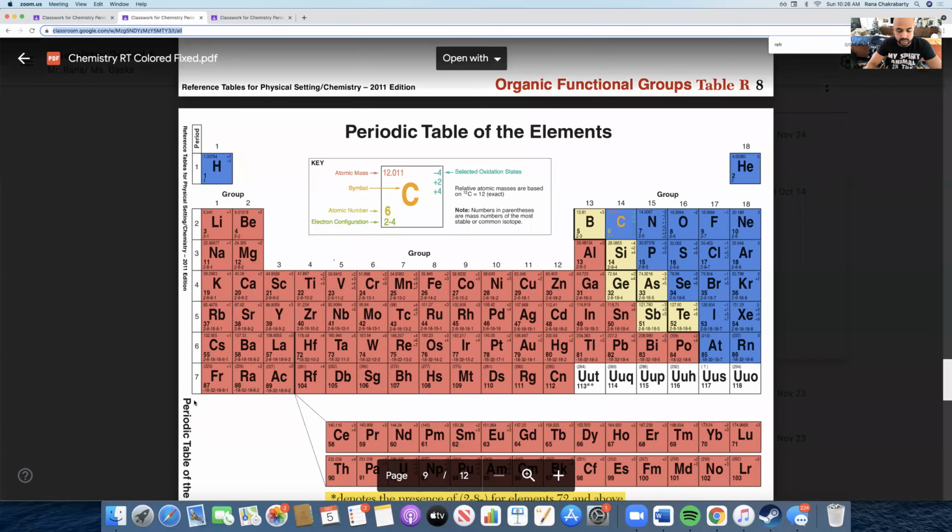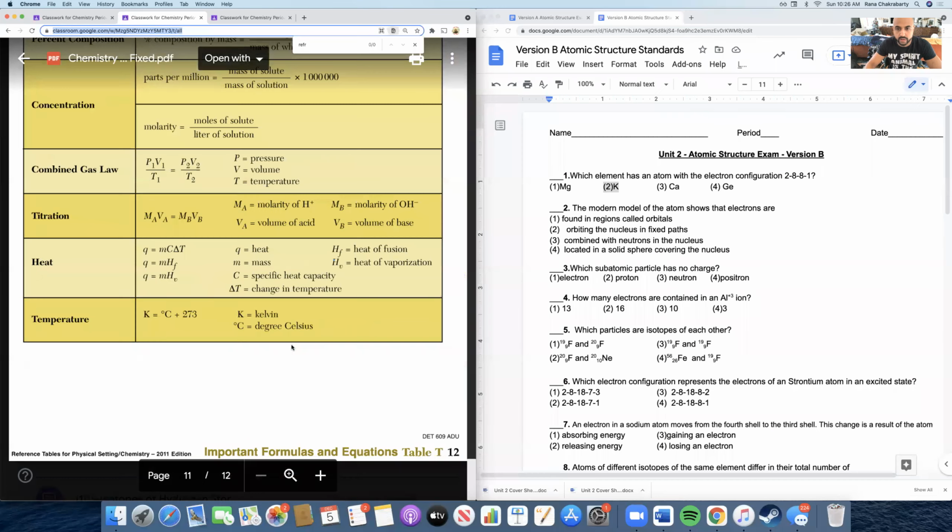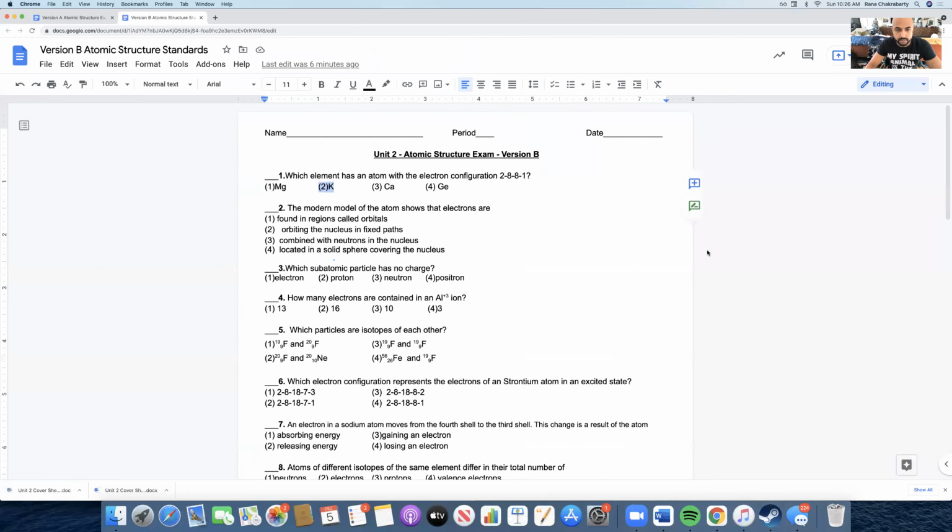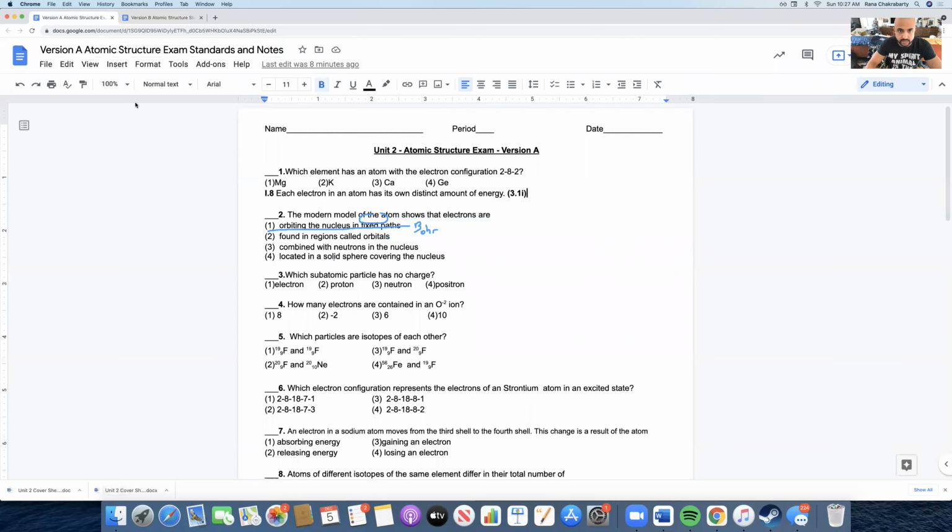Right, so going back to the next one. Sorry about this. Computer. All right, so next one. The modern model of the atom shows that electrons are. Okay, so the modern model had probable paths in orbitals. Okay, it's not this because that's the Bohr model. The Bohr model is not the same as the modern. The modern model had regions called orbitals. And that was the same question on both exams.